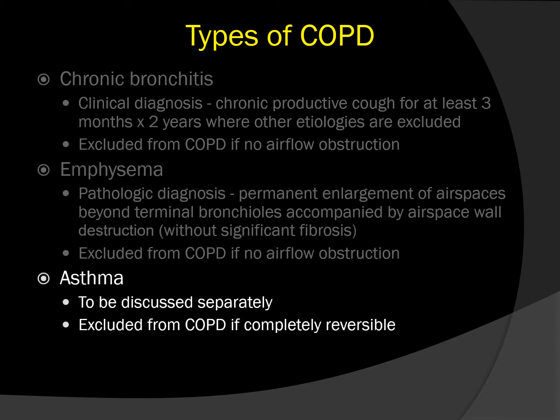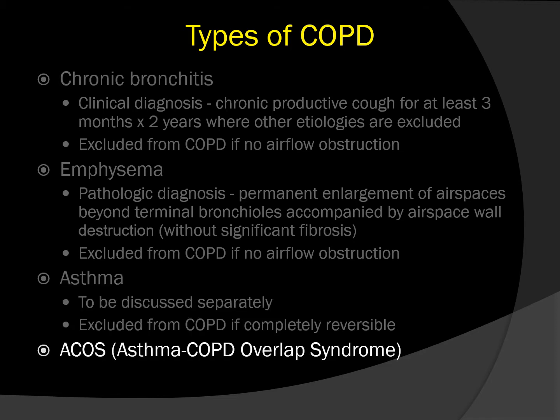Asthma is a separate topic and on occasion is part of the COPD spectrum, but for many patients, asthma stands alone and we don't include it in COPD. If it's completely reversible, we'll exclude asthma from COPD. You'll see that better in the next slide. There is asthma COPD overlap syndrome, which I'll show you soon, has recently been renamed to ACO, just asthma COPD overlap.